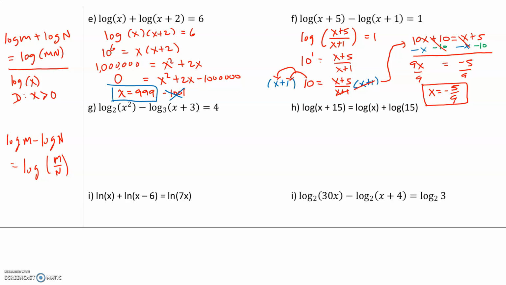All right, letter G, we will do this one in class. All right, let's do one more, and then we'll do the rest in class.